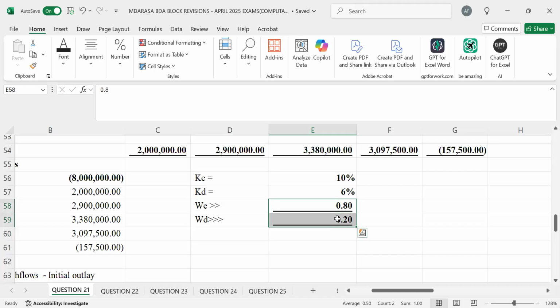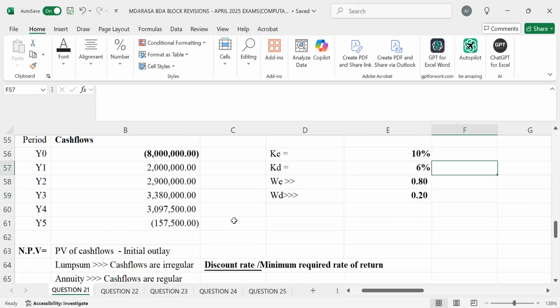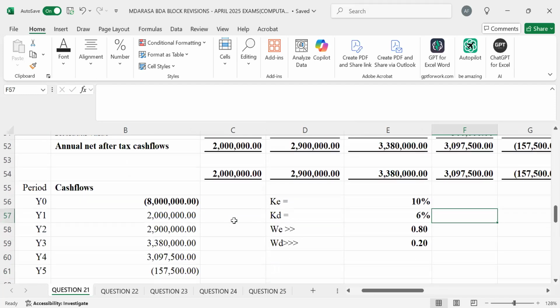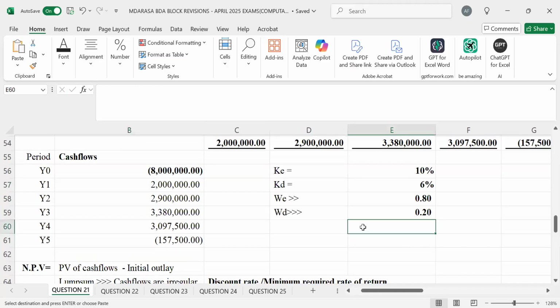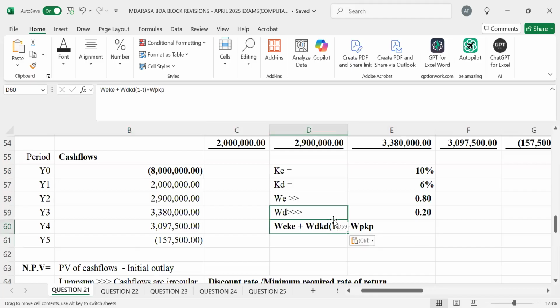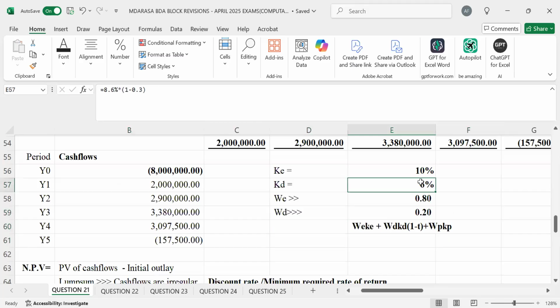So we need to determine then our what? WACC. So my WACC, this one, therefore would be a WACC. Therefore, we are going to determine. Yes, please. The KD is 6% or 8.6? After tax, cost of debt, remember? Okay. So you multiply by 1 minus 0.3. Okay, thank you. Great.